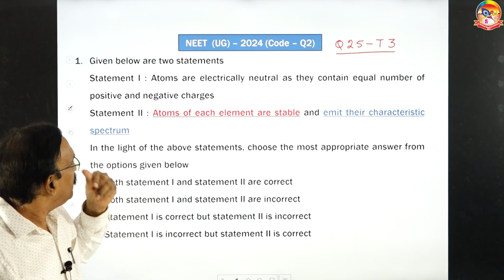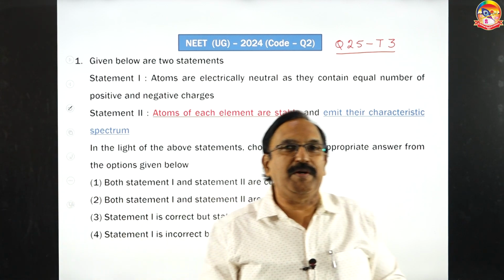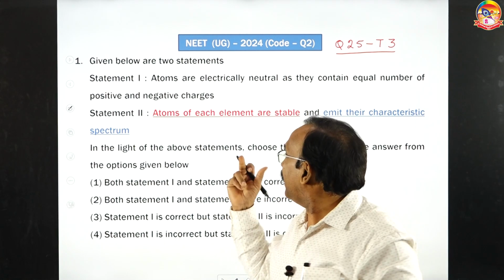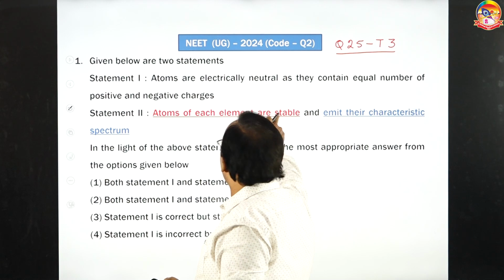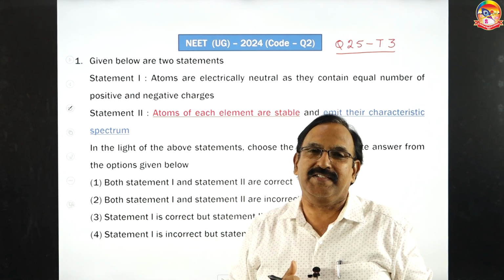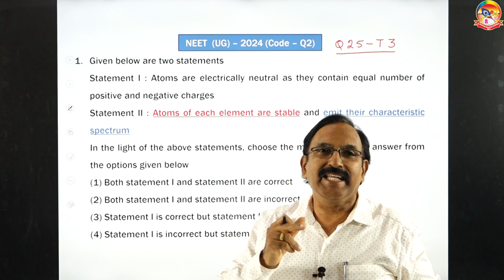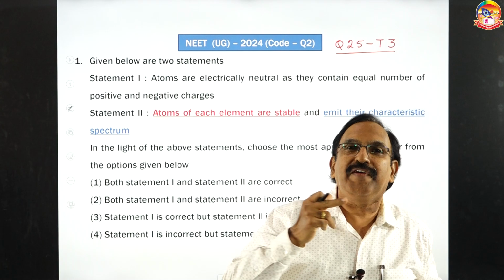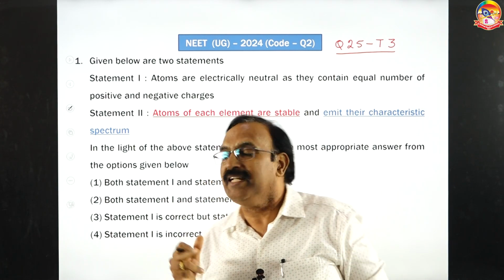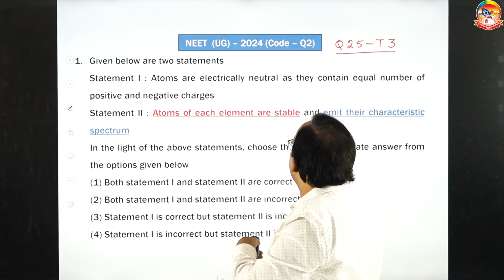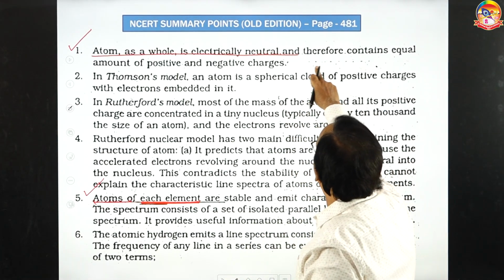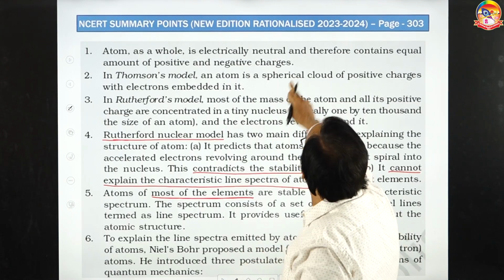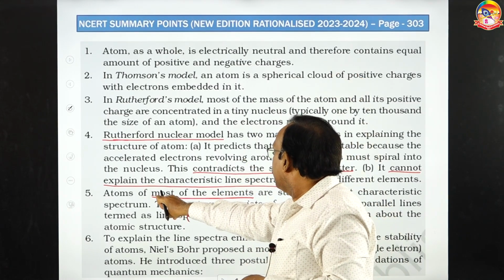One of the main points for this particular question is that there are two different statements about the atoms being stable or not in the two NCERT editions. In the old NCERT edition, it is said that atoms of each element are stable, and in the modified 2023-24 edition, it is said that atoms of most of the elements are stable. You can see this is the old edition. The fifth point says that atoms of each element are stable, and in the 2023 edition, atoms of most of the elements are stable.